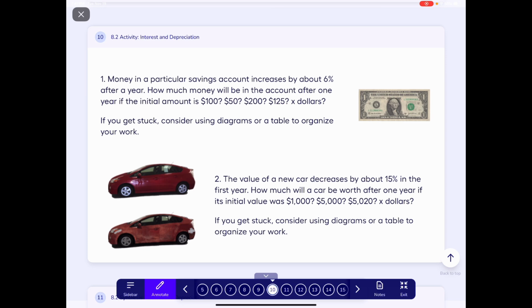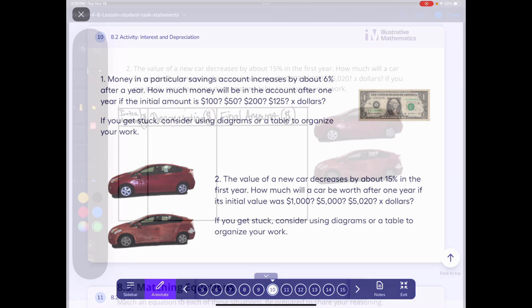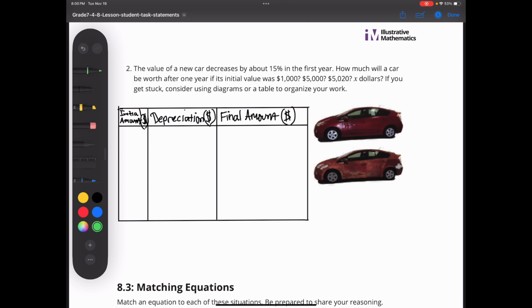Problem 2. This problem is about depreciation. The value of a new car decreases by about 15% in the first year. How much will a car be worth after 1 year if its initial value was $1,000, $5,000, $5,020, or X dollars? I made a table to organize the information.